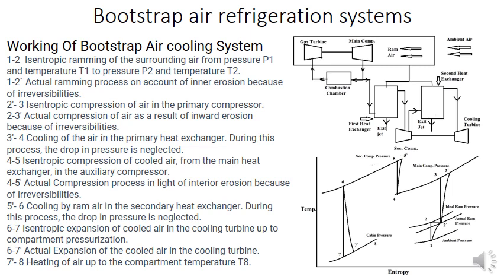6 to 7, then isentropic expansion of cooled air in the cooling turbine. 6 to 7 prime actual expansion of the cooled air, and 7 to 8 is the heating of the air to the compartment temperature or cooling temperature, 7 to 8. So this is the part where air is going to be supplied.